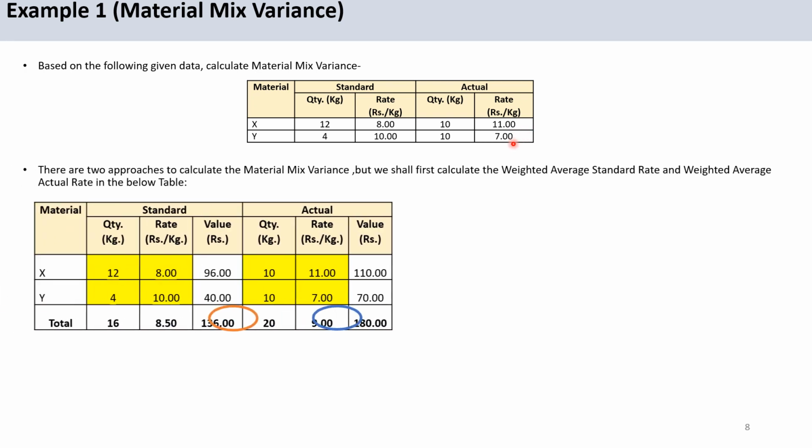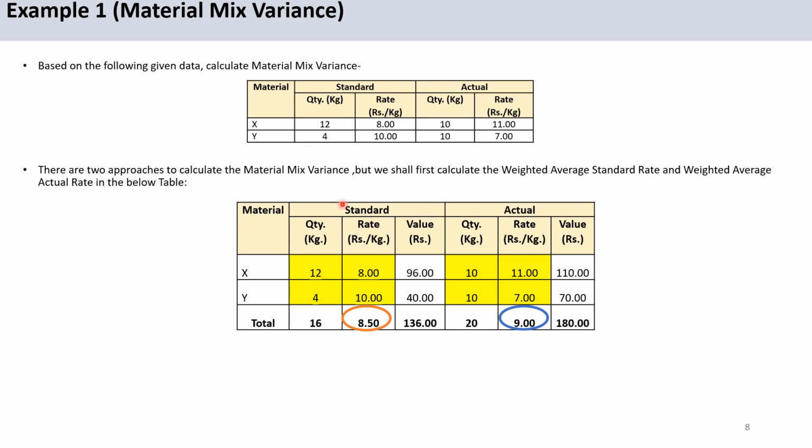Now if we put the above information together to calculate the total cost as per standard and total cost as per actual, we put it like this. The yellow shaded information is already given. So X, 12 kg of material at 8 rupees, gives a total cost of 96 rupees for X, and for Y, 4 kg consumption at 10 rupees unit rate, so 40 rupees. So total cost becomes 136 rupees for a total of 16 kg of materials at a weighted average cost of 8 rupees 50 paisa as per standard.